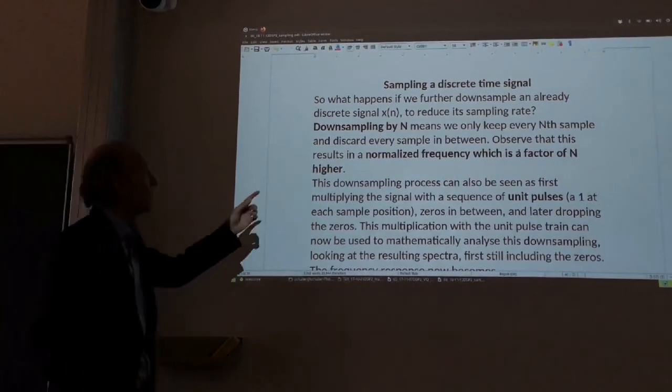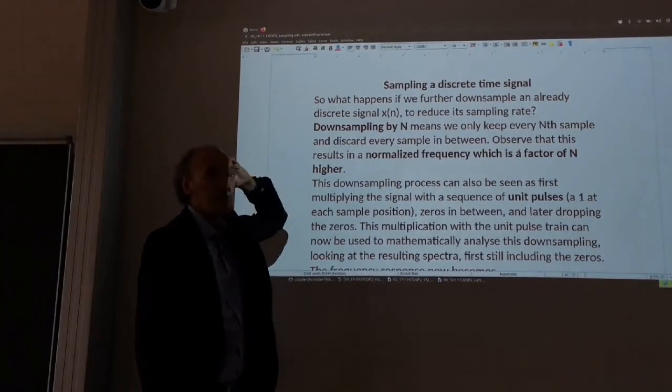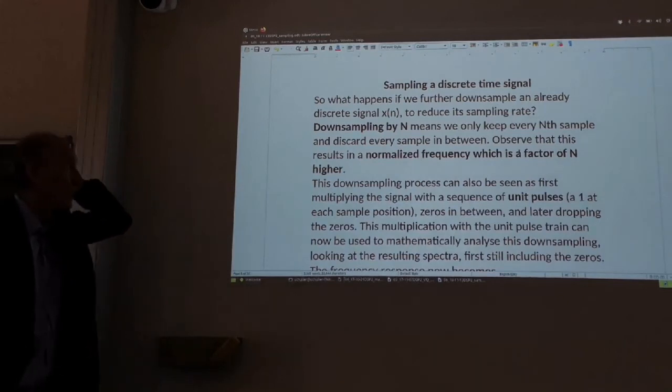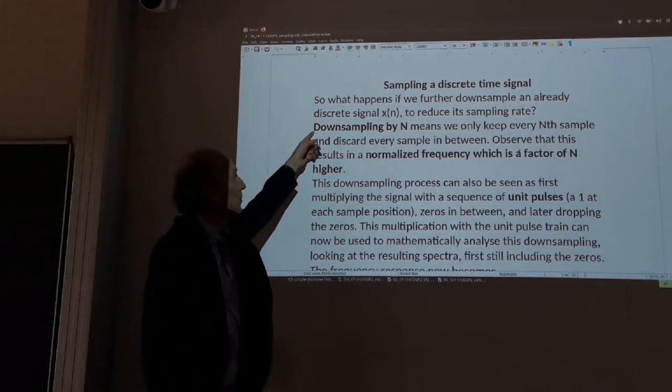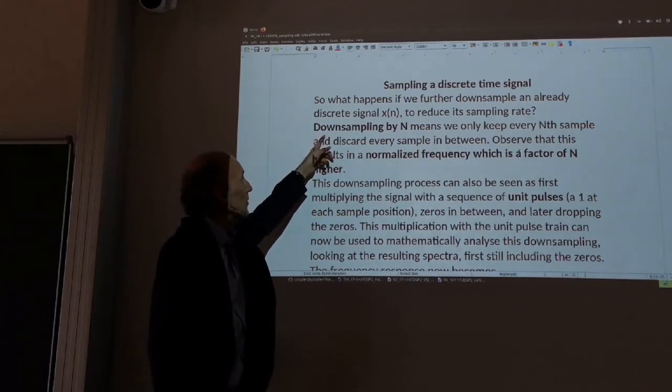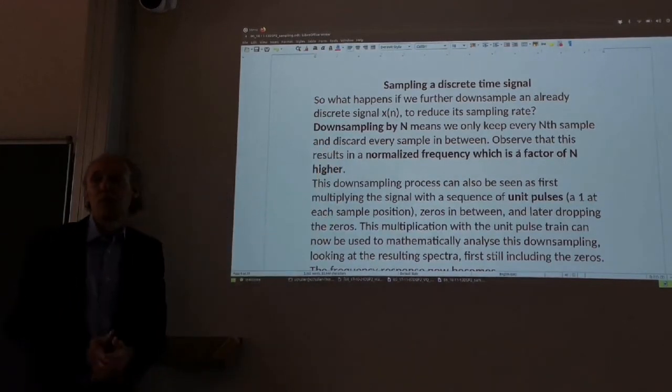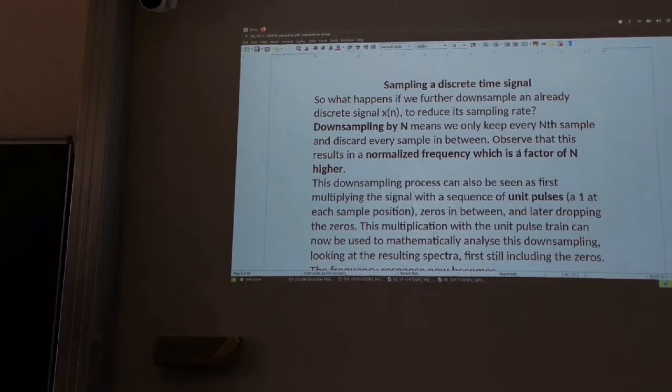Next, sampling a discrete time signal. What happens if you further downsample an already discrete signal x of n to reduce its sampling rate? This is often what we have in encoders. We have a signal coming at a certain sampling rate from the sound card, but the coder wants to have a lower sampling rate, or internally the coder changes the sampling rate.